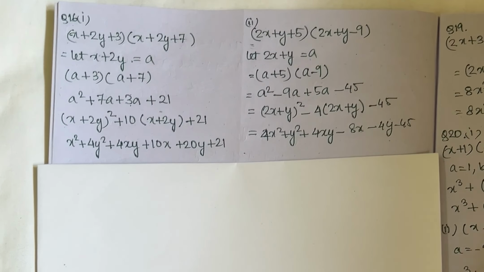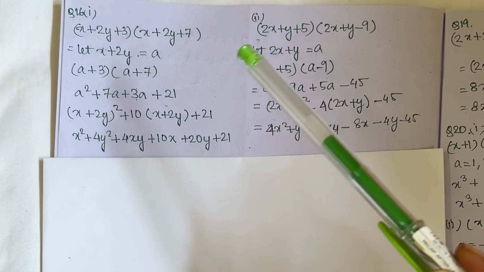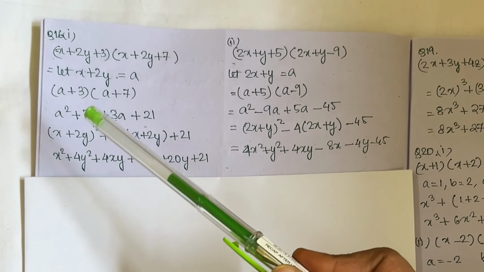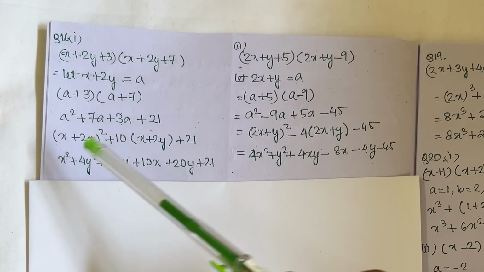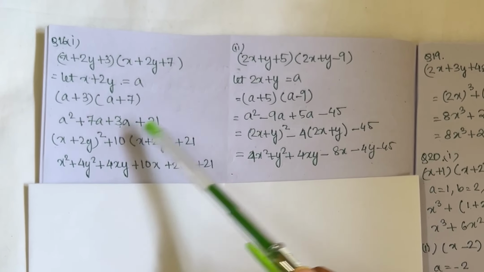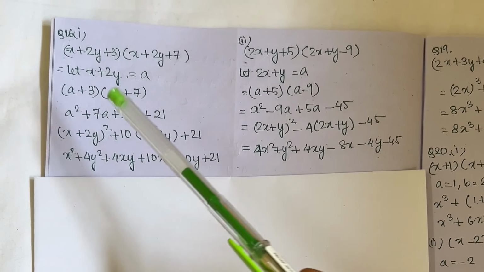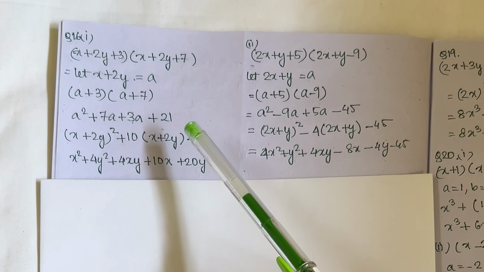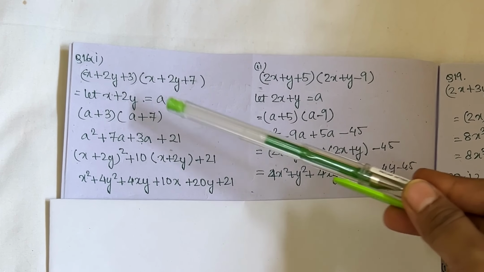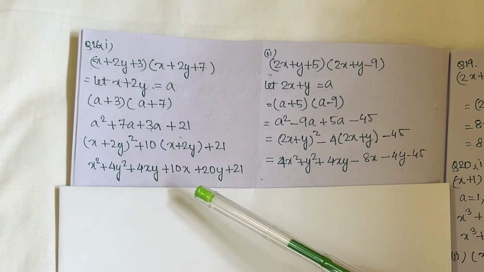Now for 16 part 1, the sum is (x plus 2y plus 3) into (x plus 2y plus 7). Very similar to sum number 14. So now we are taking x plus 2y is equal to a, that becomes (a plus 3) into (a plus 7). So now we cannot put it into any formula, that is normal, nothing happens. So we know we can multiply, we are going to multiply it. After multiplying, we are substituting the value of a, that is x plus 2y. So we are substituting the original value of a.